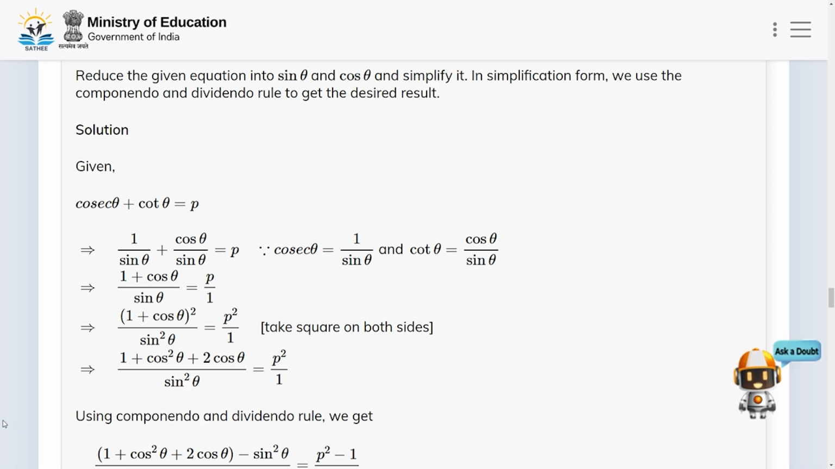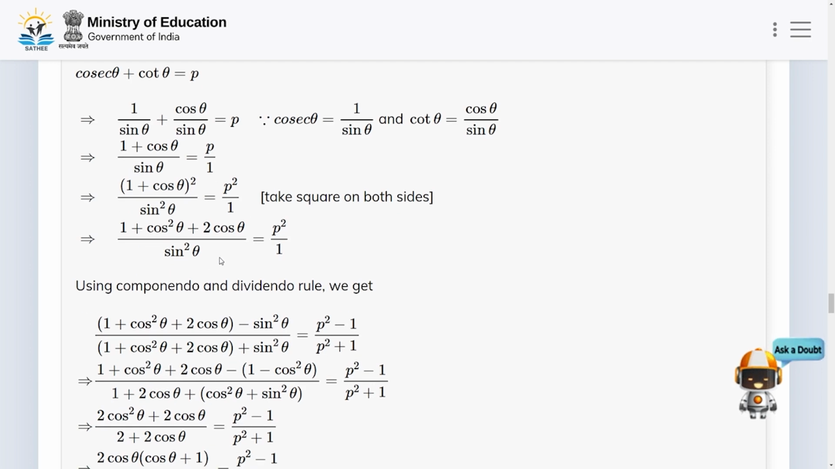If we use these two formulas, then cosec theta plus cot theta is equal to P implies 1 by sine theta plus cos theta by sine theta is equal to P, and it implies (1 plus cos theta) by sine theta is equal to P by 1, and it implies (1 plus cos theta) whole square by sine square theta is equal to P square by 1. Basically here we take the square on both sides. And it implies (1 plus cos square theta plus 2 cos theta) by sine square theta is equal to P square by 1.